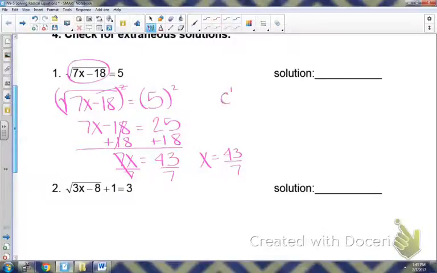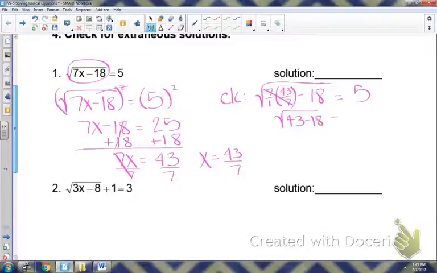So we're going to check it. When we multiply 7 times 43 over 7, those cancel. You're just left with 43 minus 18, which equals 25, and the square root of 25 does equal 5. So that is the correct solution, 43 over 7.